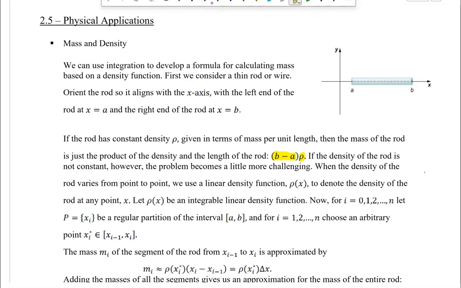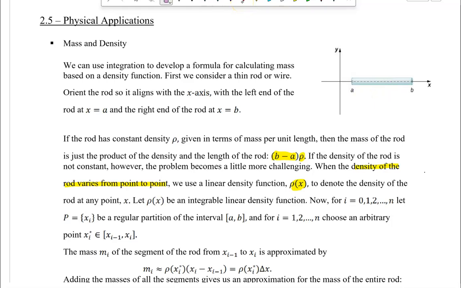But if the density of the rod varies from point to point, we're going to give that a function named rho of x for the density of the rod at any given point x. In other words, for each point we pick between a and b, if we took this x value or that x value or any x value between a and b and plugged it into rho of x, we would get a different density for the material that makes up this rod.